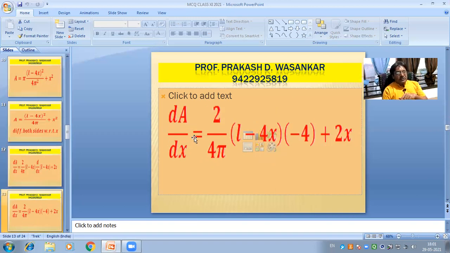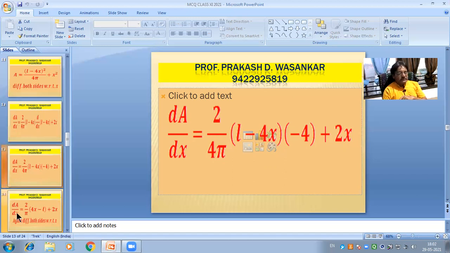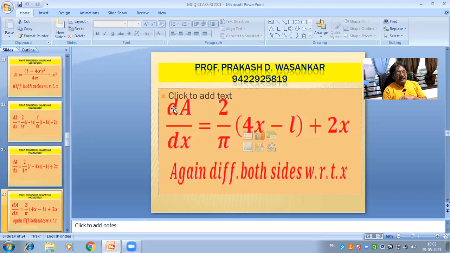Therefore here d/dx of A is equal to 2 upon 4 pi (L minus 4x), d/dx of (L minus 4x) minus 4, plus 2x. Then here 2 ones are 1, 2 twos are 4. And here minus 4 into 1, minus 4 upon 2 pi. Next step, right, here dA by dx which is equal to 2 by pi, and here (L minus 4x) multiplied by the negative sign, so we get (4x minus L), plus 2x, and this is the first order derivative.